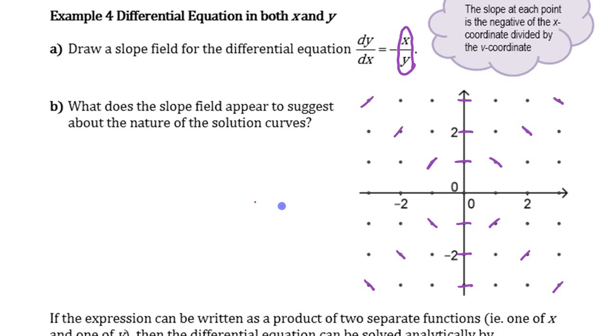Everywhere else to fill this out, let's look at this point here. What's the slope there? It's 2 over 1 and make it negative, so it's negative 2. And then that means this has to be positive 2. And this has to be negative 2, and that has to be positive 2. And what about this point right here? What's it going to be?